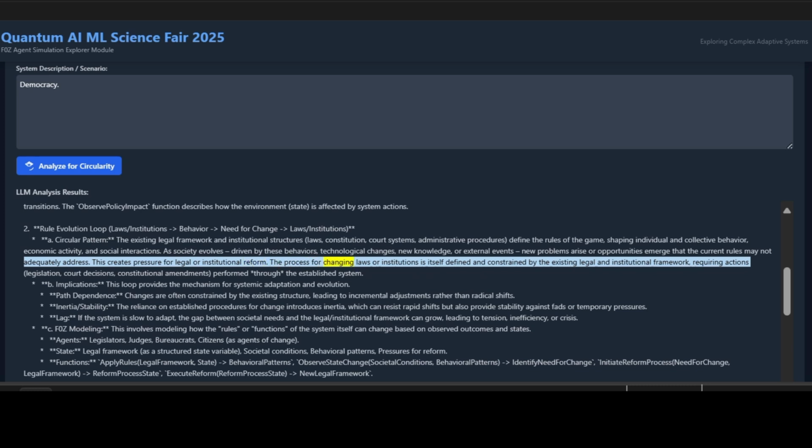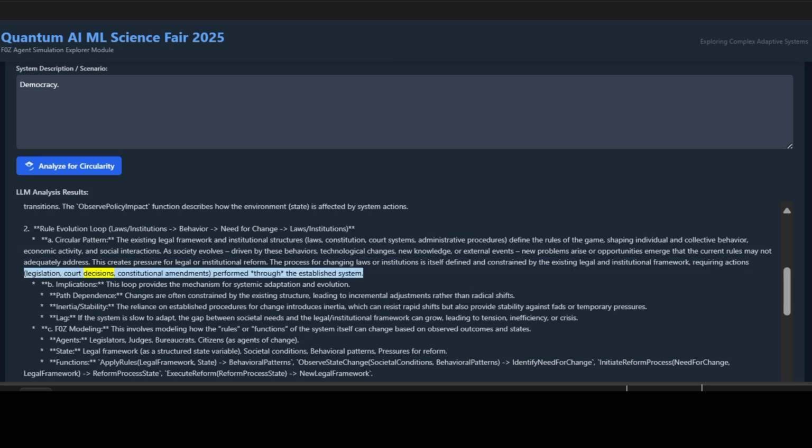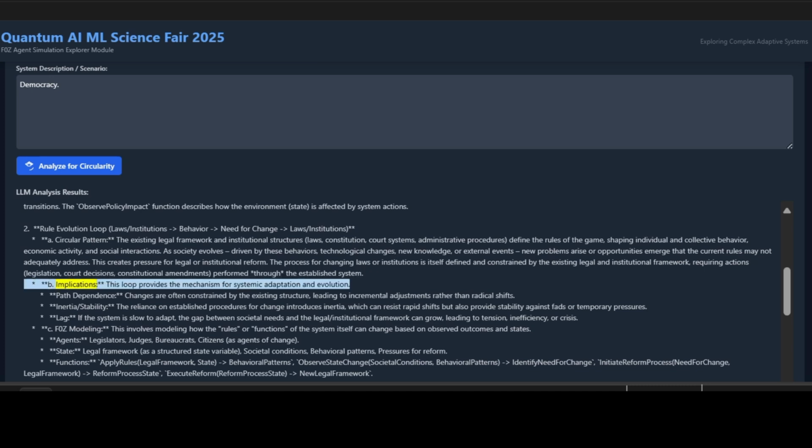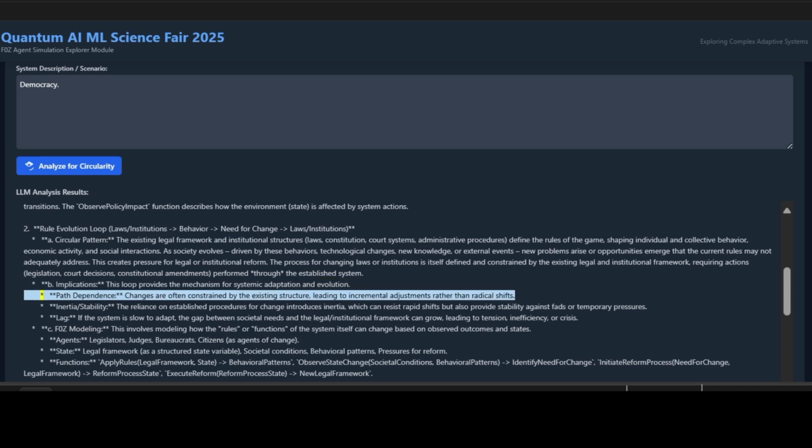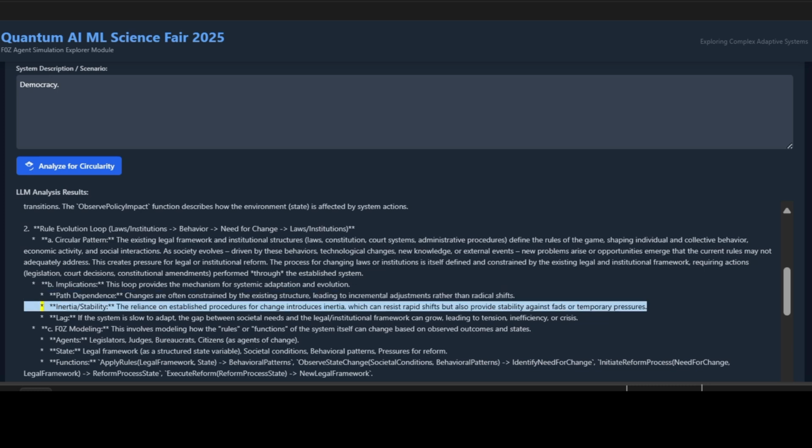The process for changing laws or institutions is itself defined and constrained by the existing legal and institutional framework, requiring actions, legislation, court decisions, constitutional amendments, performed through the established system. B. Implications. This loop provides the mechanism for systemic adaptation and evolution. Path dependence: changes are often constrained by the existing structure, leading to incremental adjustments rather than radical shifts.